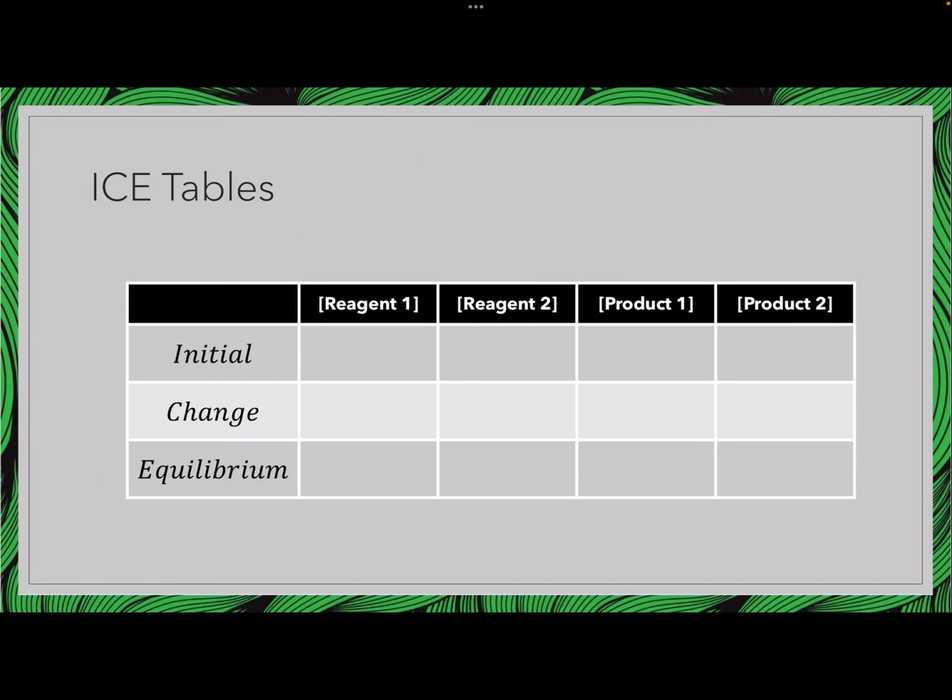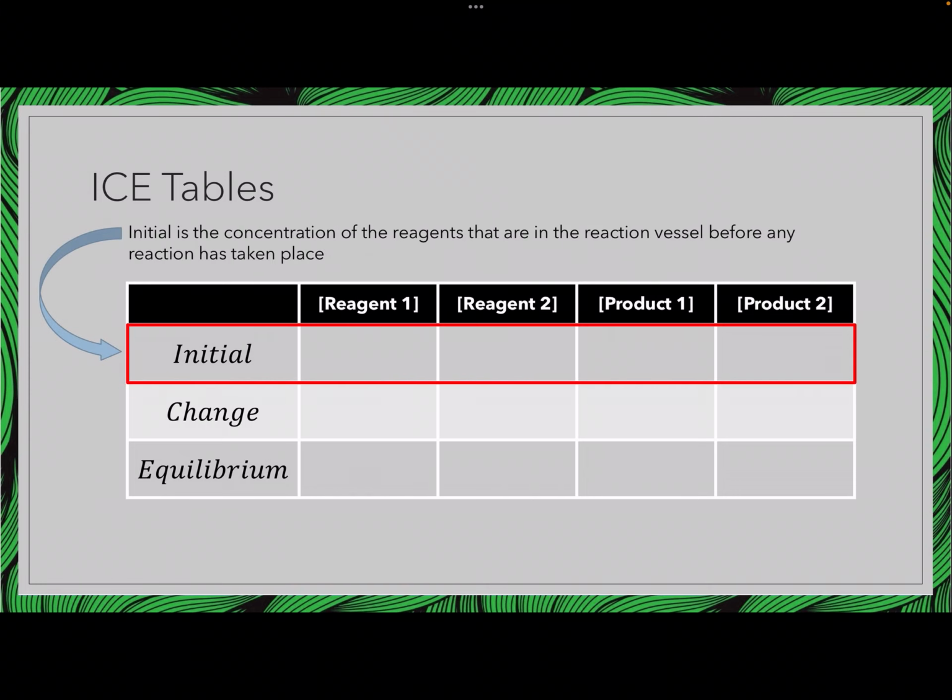So what do we do in each of the rows? Firstly, in the initial row, that's the concentration of reagents that are in the reaction vessel before the reaction is taking place. You can imagine that you have a reaction vessel where you've got an equilibrium going on. You suddenly add in a whole bunch of stuff, and before any collisions occur, before the reaction takes place, before there's any change in concentration, that's our initial amount. So it's before any reactions have occurred.